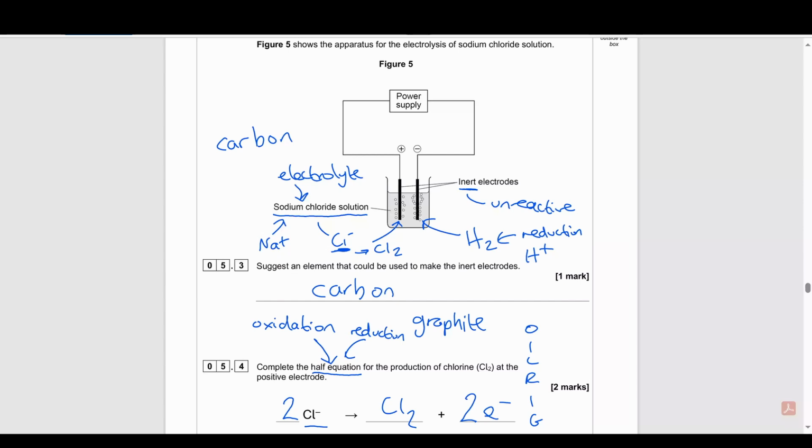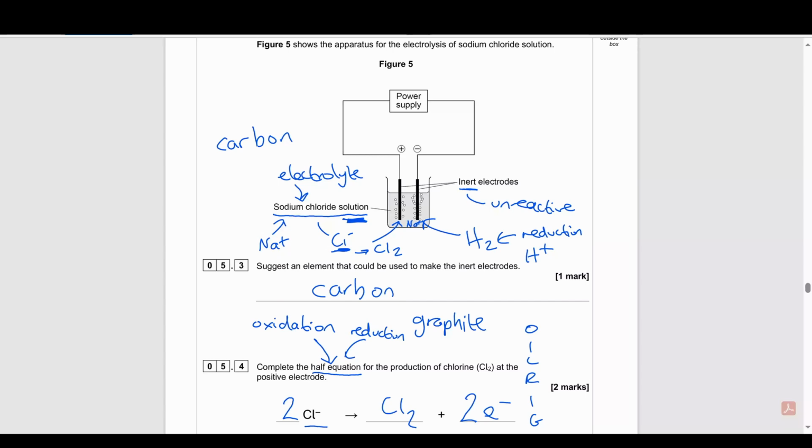So if the chlorine gas is produced at the positive electrode and hydrogen gas is produced at the negative electrode, inside our beaker we have got sodium ions which are free. But why is that leading to an increase in the pH? Well, it's about this term solution. If it's a solution, it means that something has dissolved in water.